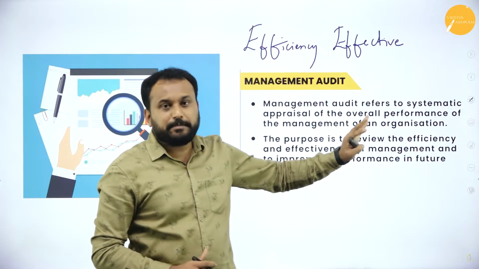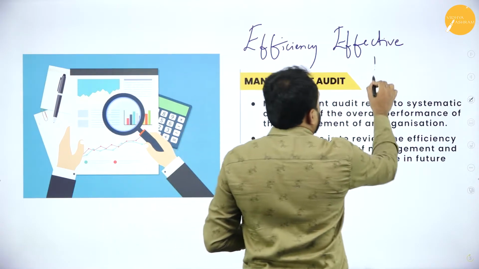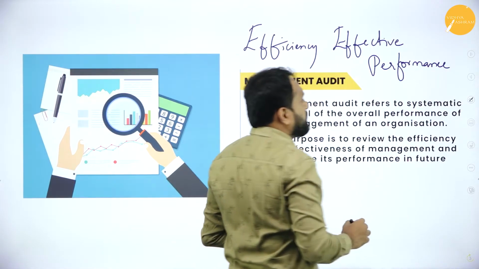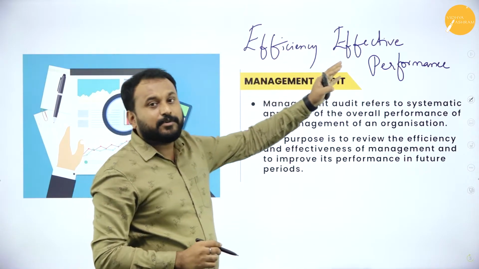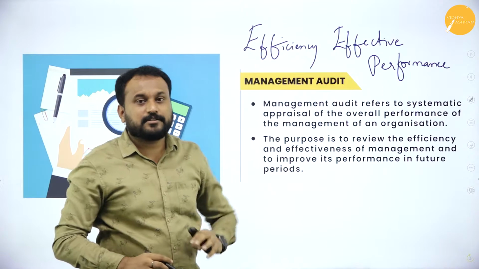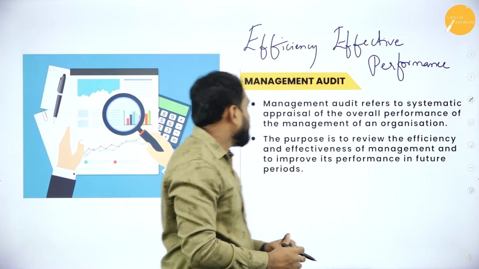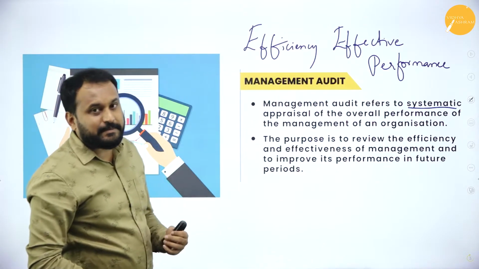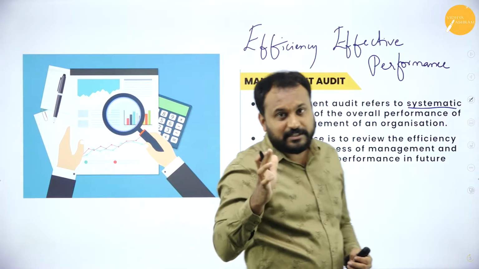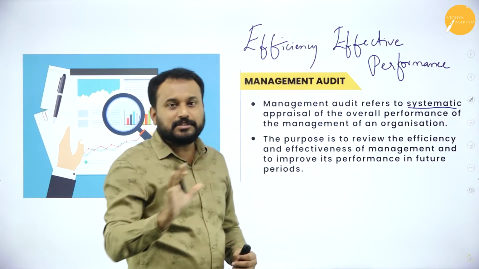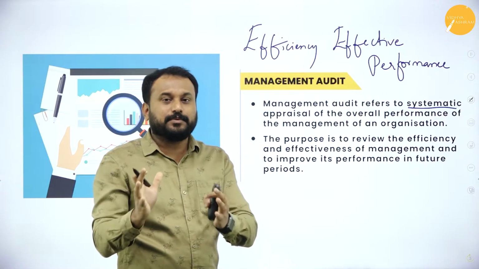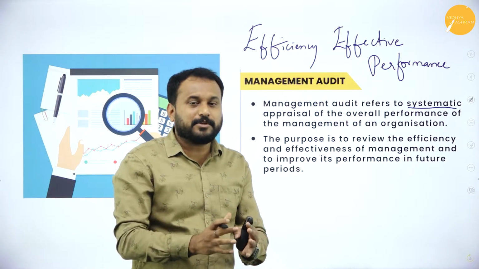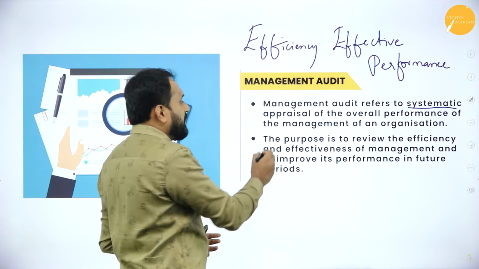So management audit depends on what? It depends on performance. And what type of performance? It should be performed effectively and efficiently. That is what management audit deals with. Now management audit refers to systematic, and the word is systematic. It is not like personal observation. It is all systematic. Everywhere statistical tools are there, ratios are there, all these things are present. The reason is you need to get accuracy. Why are you using management audit? To get accuracy.